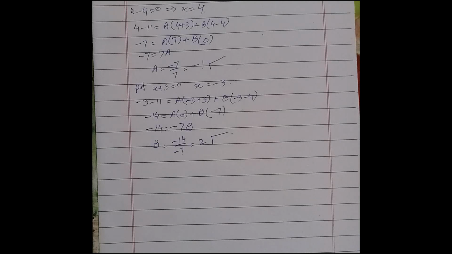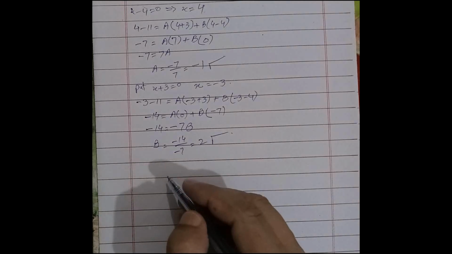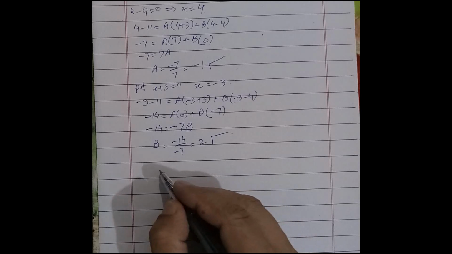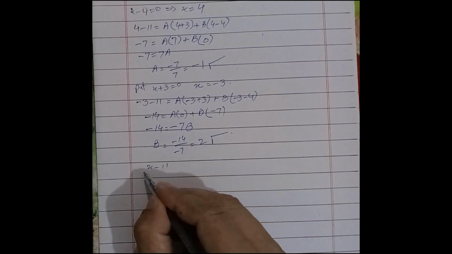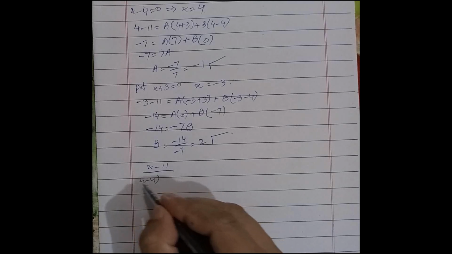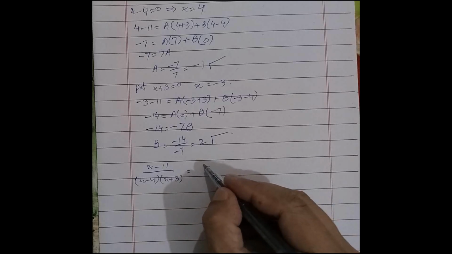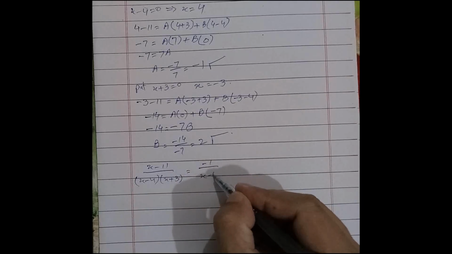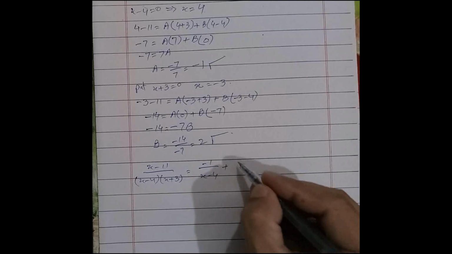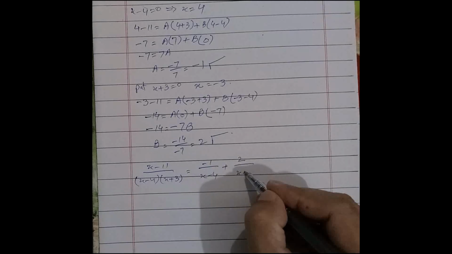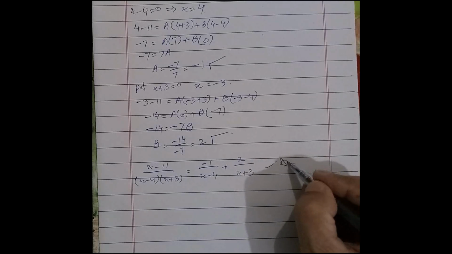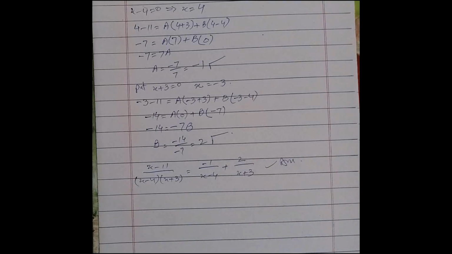Now we put the values in the equation, which are x minus 11 over x minus 4 into x plus 3 is equal to a, which is minus 1 over x minus 4 plus b, which is 2 over x plus 3, and it is the answer of question 2.